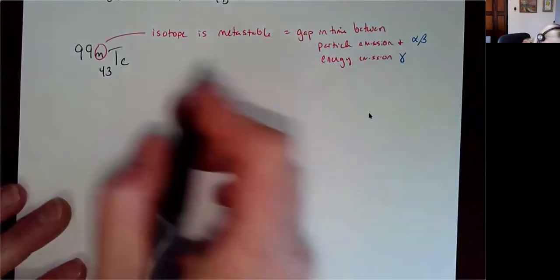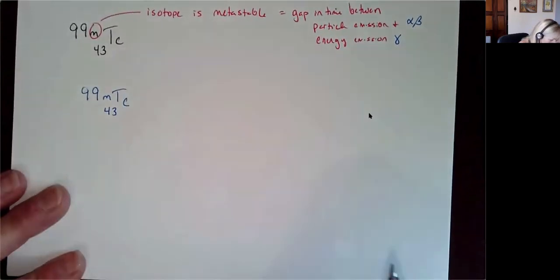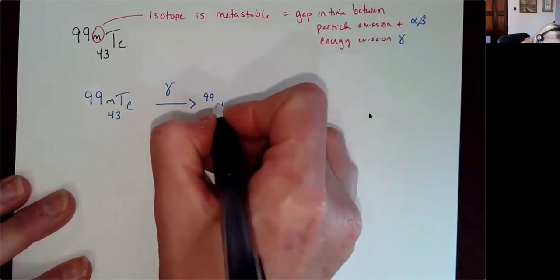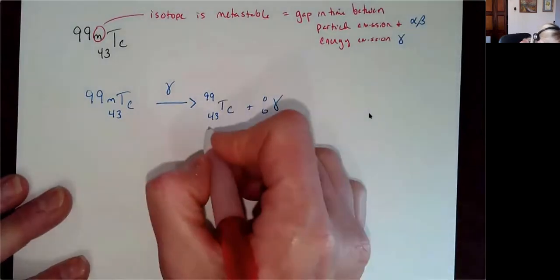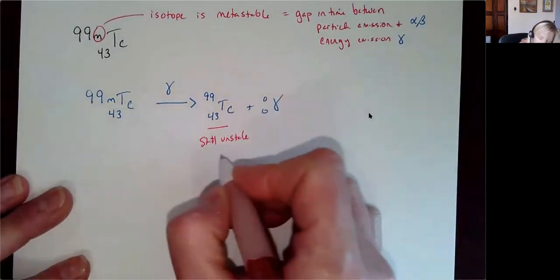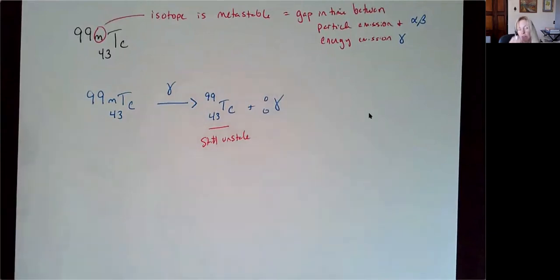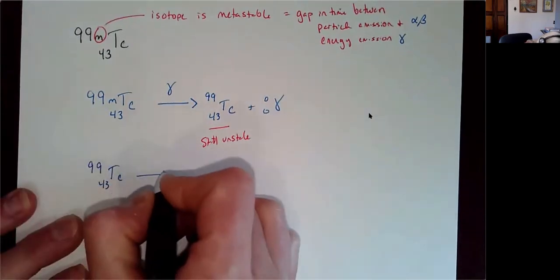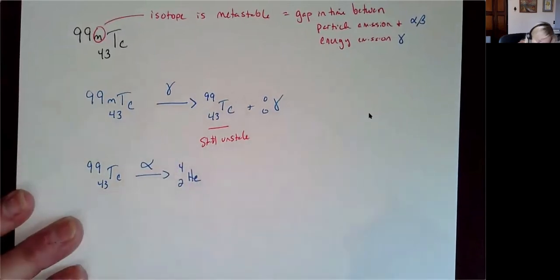And so an example of this would be this metastable isotope here. So it's going to undergo gamma emission and become 99Tc43 plus 00 gamma. This is still unstable and will undergo further decay, but the gamma energy that would be associated with that nuclear process has already been released. So now my 99 could undergo, let's say it undergoes alpha decay. Now it's going to emit an alpha particle, which is helium.